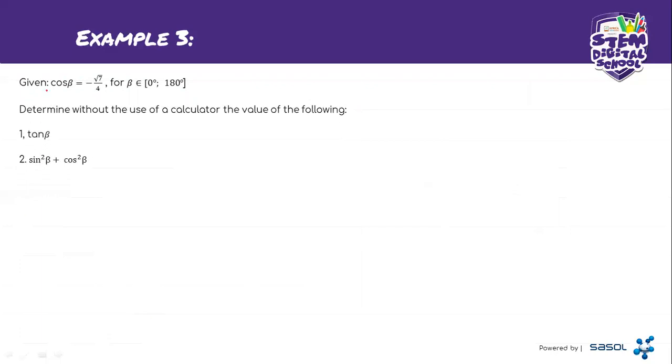All right. Given that cos beta equals -square root of 7 over 4 for beta an element of 0 to 180 degrees, determine without the use of a calculator the value of tan beta. In this question, before we can answer, we need to draw the diagram first, in order to be able to calculate the unknown side, right?